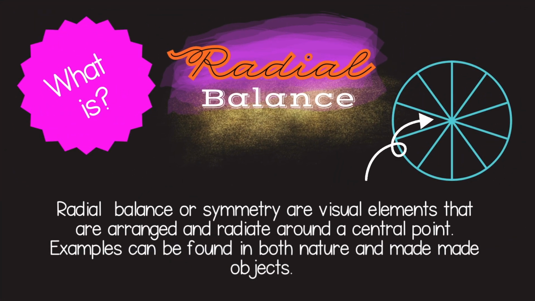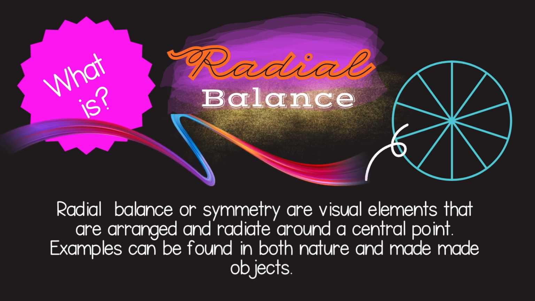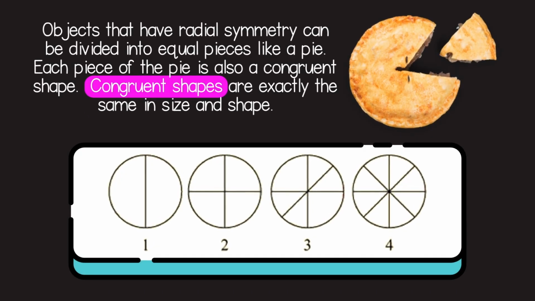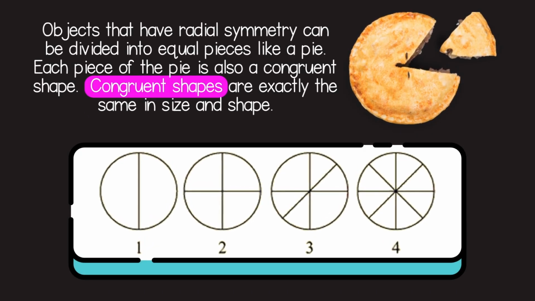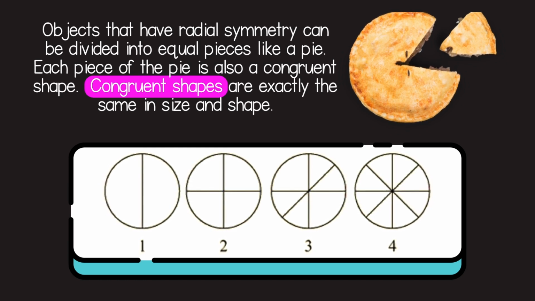Before we begin, let's explore radial balance. Radial balance or symmetry are visual elements that are arranged and radiate around a central point. Examples can be found in both nature and man-made objects. Objects that have radial symmetry can be divided into equal pieces, like a pie. Each piece of the pie is also a congruent shape. Congruent shapes are exactly the same in size and shape.